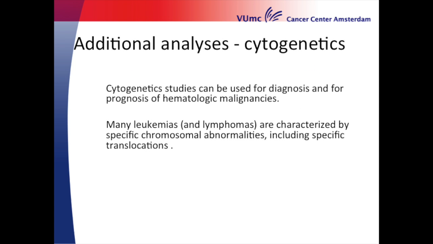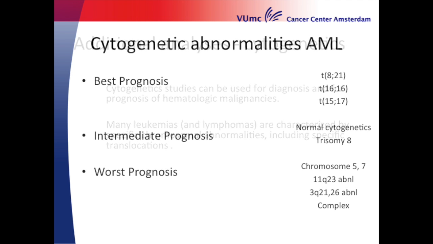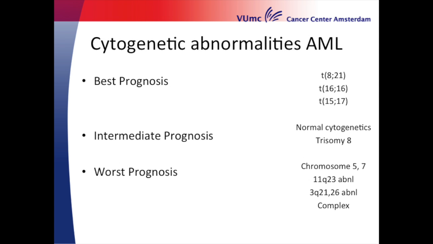Now we move on to cytogenetics, which gives us additional diagnostic and prognostic information. Many leukemias and other hematological malignancies are characterized by specific chromosomal abnormalities, including specific translocations. The importance of analyzing these cytogenetic abnormalities is clear when you look at this slide, with specific abnormalities found in AML, acute myelocytic leukemia, associated with a completely different prognostic outlook.